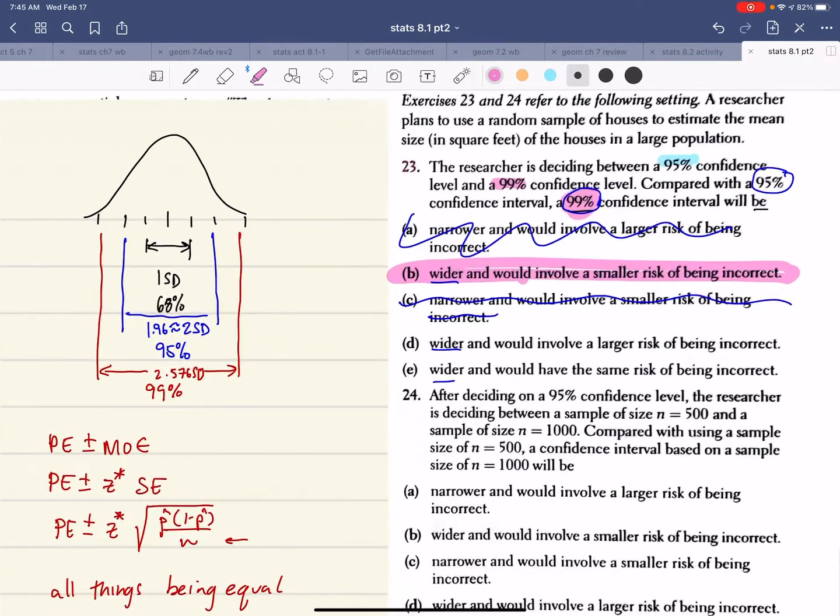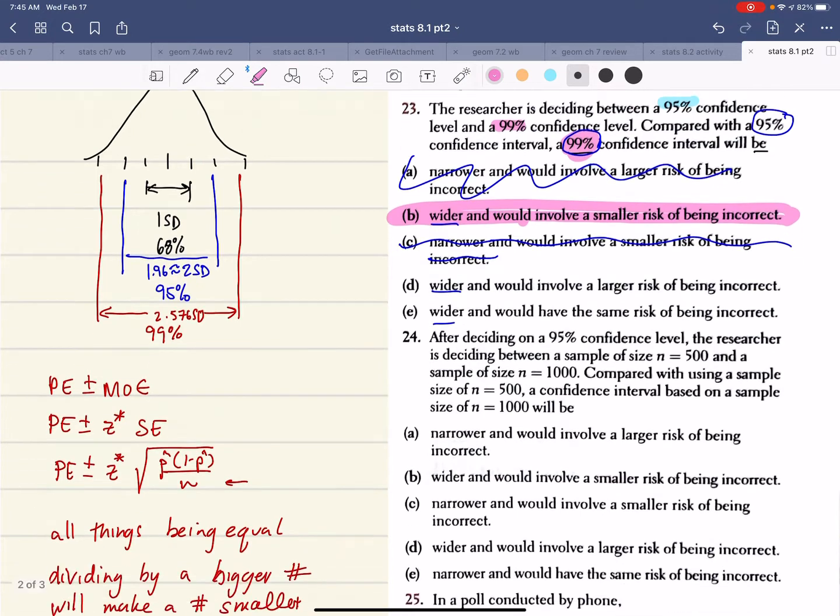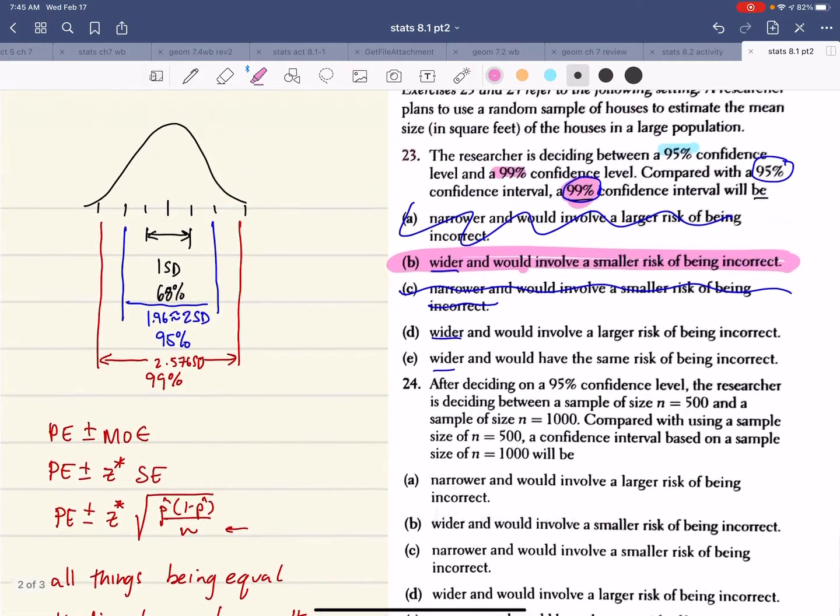Because you're 99% confident, which is more confident than 95. So you're less at risk. Here, you're like 5% at risk for being wrong. Here, you're only 1% at risk for being wrong. So that's a smaller risk.